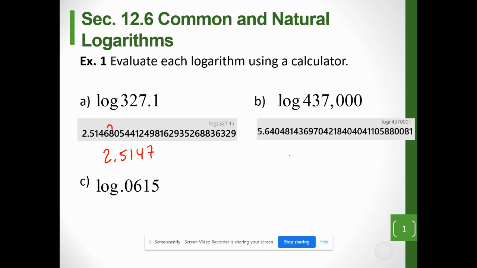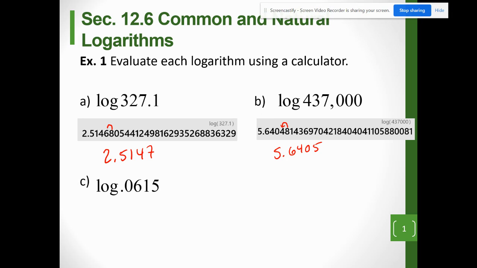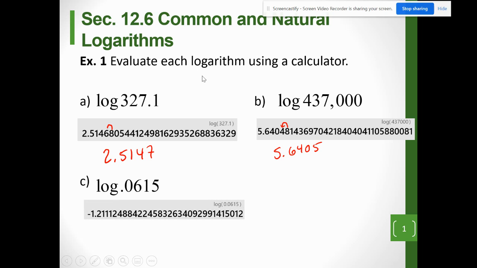four decimal places. I look at my fifth decimal, it's big enough, it's going to push my 4 over. So I'm going to say I have 5.6405. Lastly, let's take a look at example C. I type this in, and it gives me that.